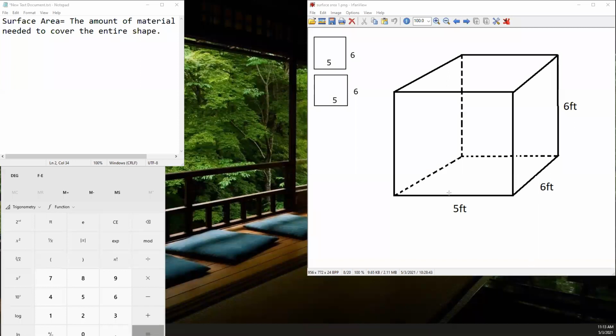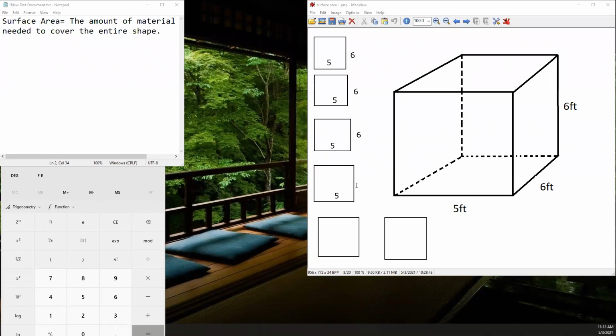Then we also have on the right here a 6 by 6, which means on the left we also have a 6 by 6. And then just to make sure, we got 5 by 6 in the front and the back, and we have 5 by 6 on the bottom and the top. So we have 4 5 by 6 rectangles, and then 2 6 by 6 squares. So this is also 5 by 6. And these are 6 by 6.